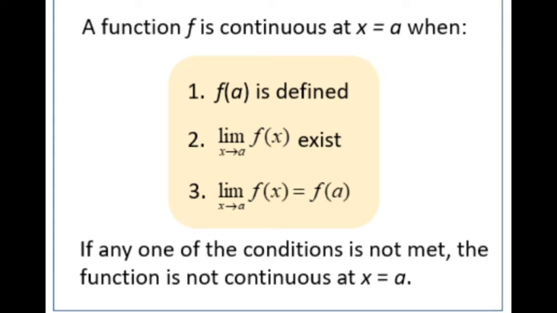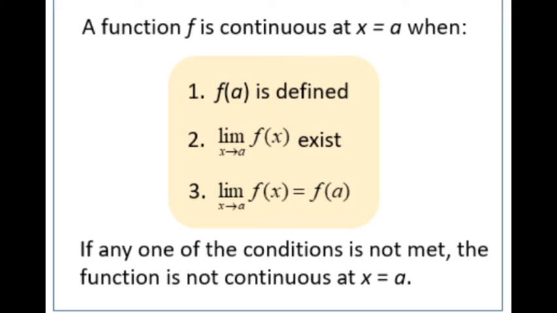A function is said to be continuous or not if it fulfills several conditions. Take a look at the following definitions. Let function x be defined in an interval containing x equal to a. The function x is said to be continuous at x equal to a if and only if the limit of function x as x approaches a is equal to function of a.